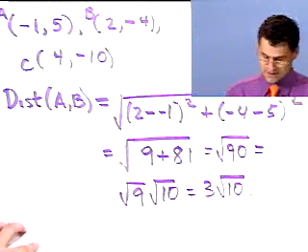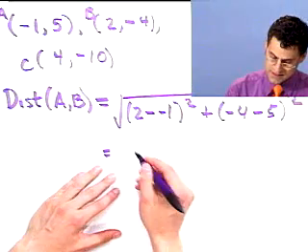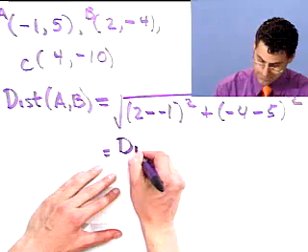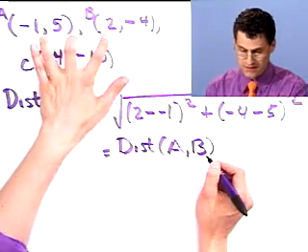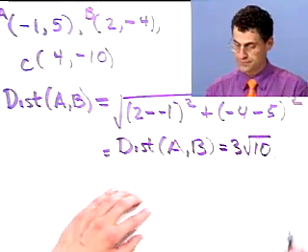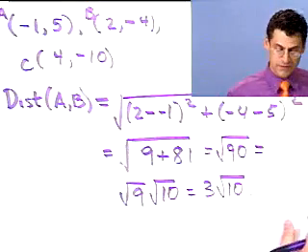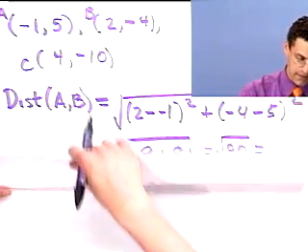So what that means, in fact, let me make a little note here, and I'll keep bringing this back, that the distance between A and B, these 2 points, actually equals 3 square root of 10. Okay, let's see if we can compute the distance between A and C. Okay, let's try to do that right now.